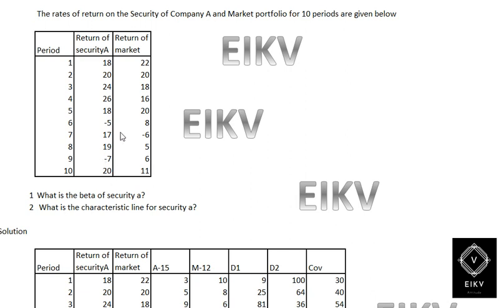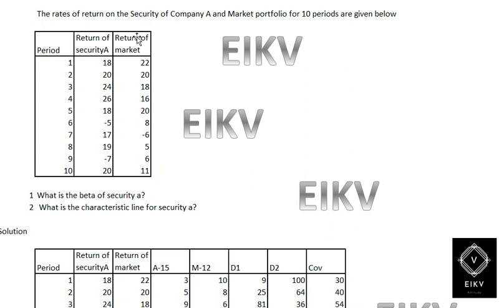We have 10 periods, and the return of A would be 18, 20, 24, 26, 18, -5, 17, 19, -7 and 20. And the return of the market would be 22, 20, 18, 16, 28, -6, 5, 6 and 11. Now you are required to compute the beta of security A and the characteristic line of security A. So we need to compute the beta first.